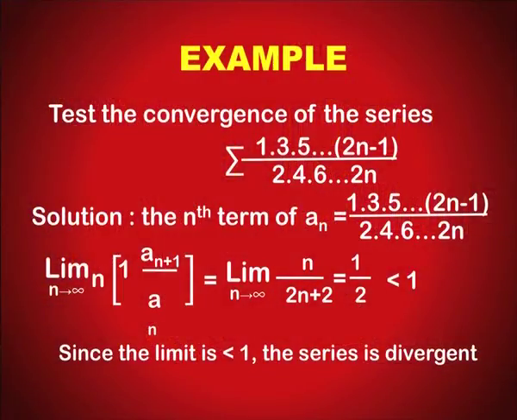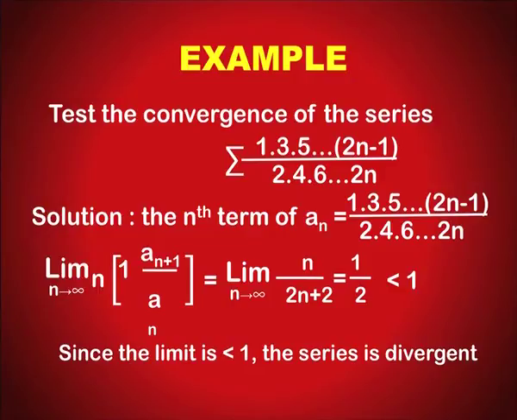I will explain the test by taking an example. Here the example is to test the convergence of the series sigma of 1 3 5 ... (2n minus 1), all odd numbers in multiplication, divided by 2 4 6 ... 2n, all even numbers in multiplication. The solution of this test is: the nth term of the series is a_n equal to 1 3 5 ... (2n minus 1) upon 2 4 6 ... 2n.